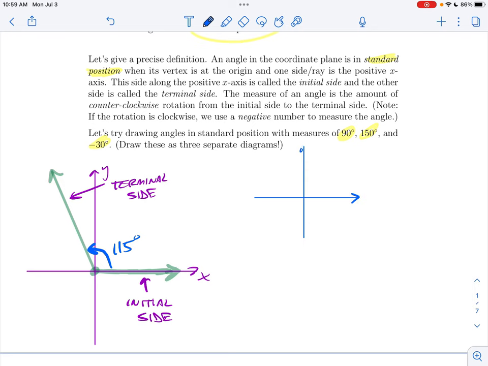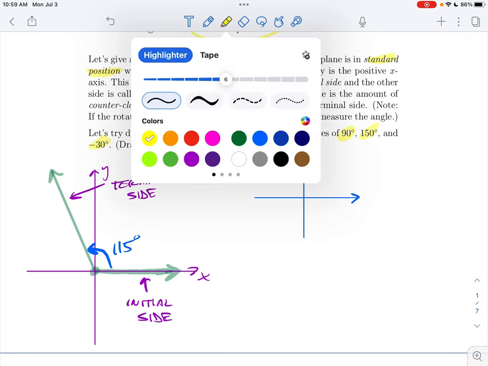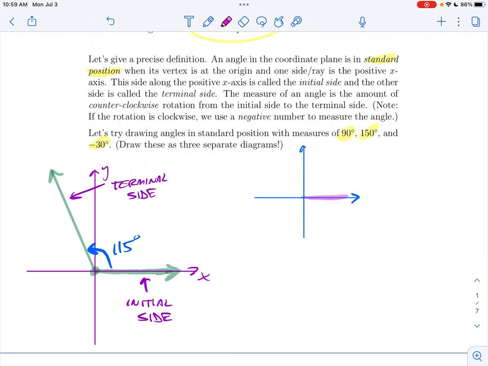So 90 degrees, we know one side of this angle points exactly to the right. We go 90 degrees in the counterclockwise direction, so the other one would be like so. 150 degrees.